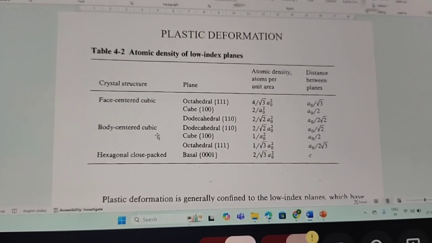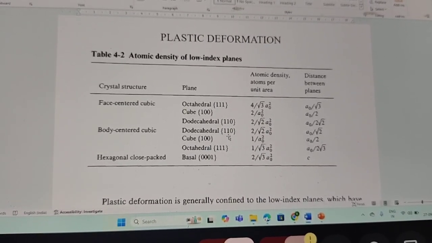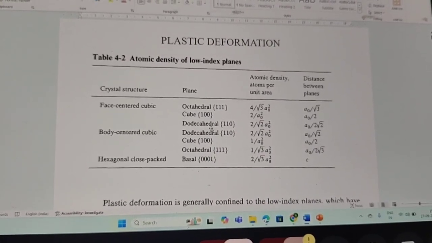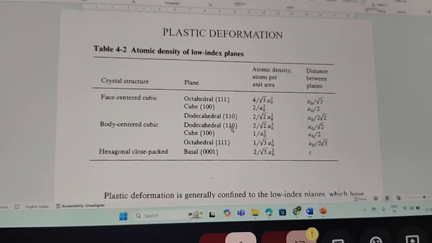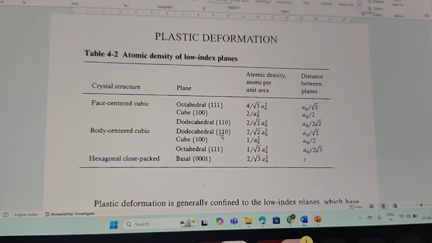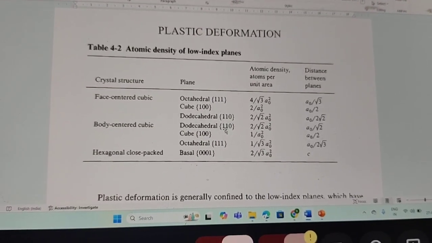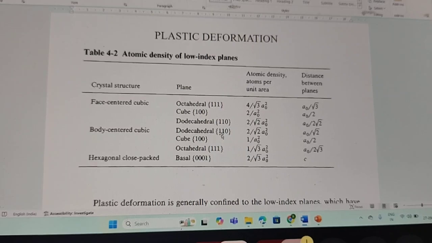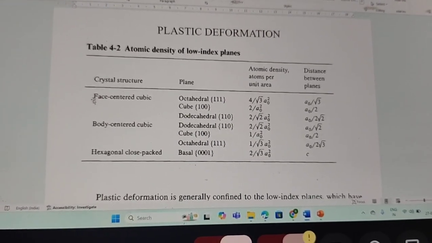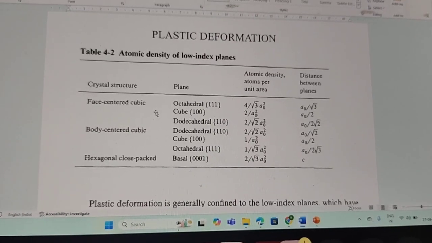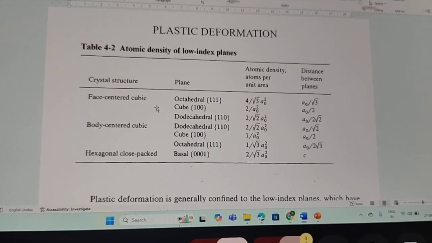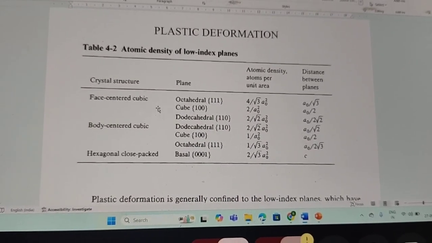For the body-centered cubic lattice, the dodecahedral plane, 2 by root 2 A0 square, this is the highest density plane. So like this 110, there are 112, 123, different types of planes in BCC. Not a single plane, but there are different kinds of planes which are of similar atomic density, but not as compared to FCC. So BCC lattices are not as plastic or as ductile as the FCC metal. BCC metals are less ductile.